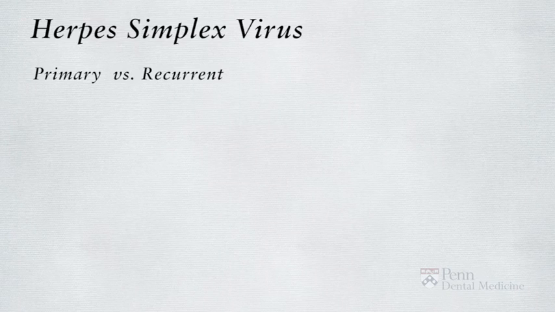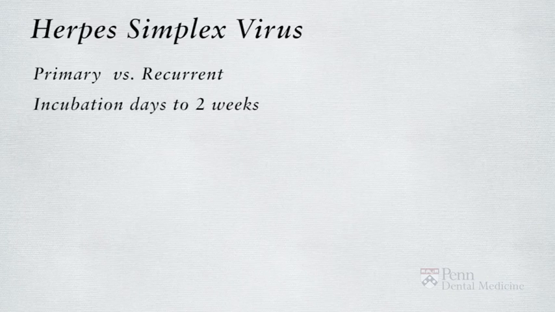The recurrent form of herpes is often the one that we will see, and that is the cold sore or the fever blister. Herpes, being a virus, has an incubation period of days to up to about 2 weeks. So if someone is exposed to the herpes virus, it's usually within days to up to about 2 weeks that they'll first present with lesions or sores in their mouth.